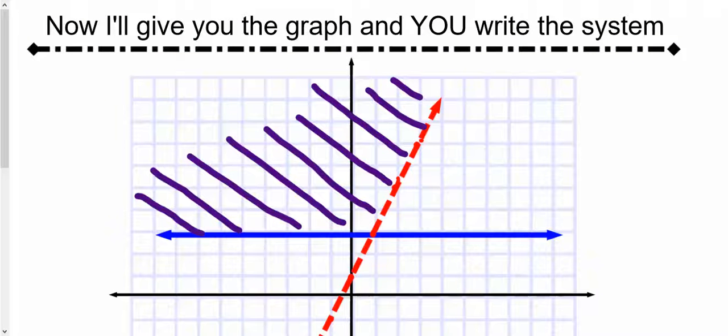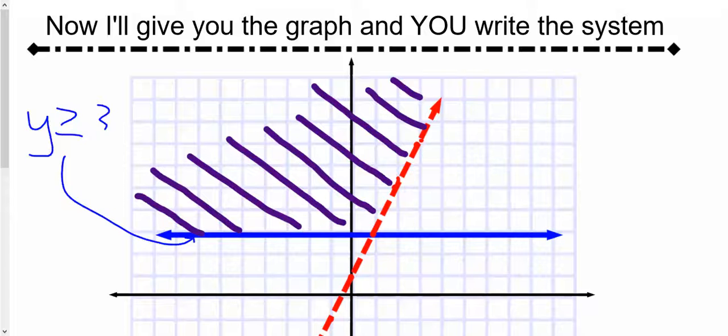This one is different, though. I'm going to write the system given the solution. So I have to write the equation of these two lines. So I'm going to start with the horizontal line. That one only goes to the y, and it's shading above, so it's y is greater than or equal to 3. That's this blue line right there.